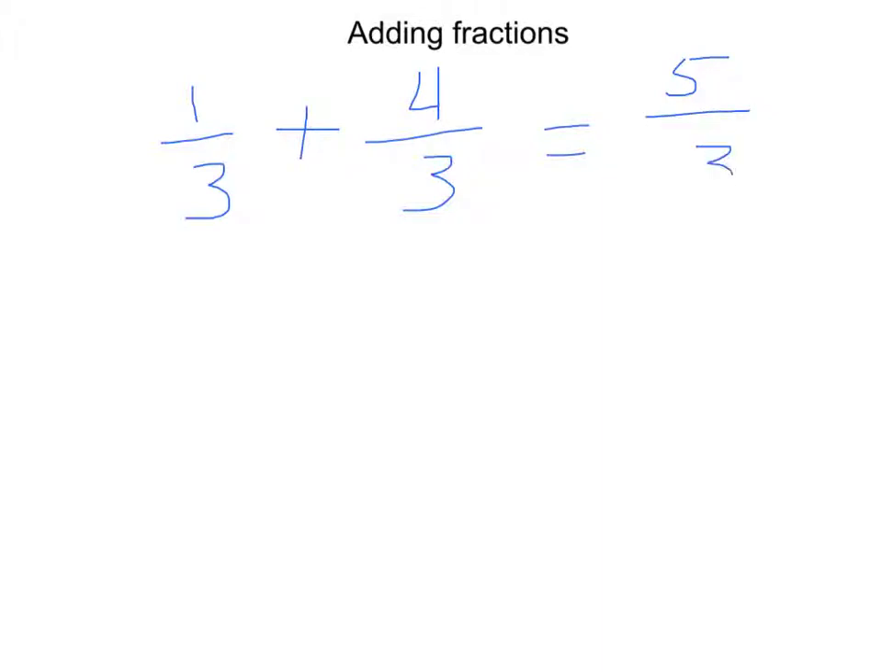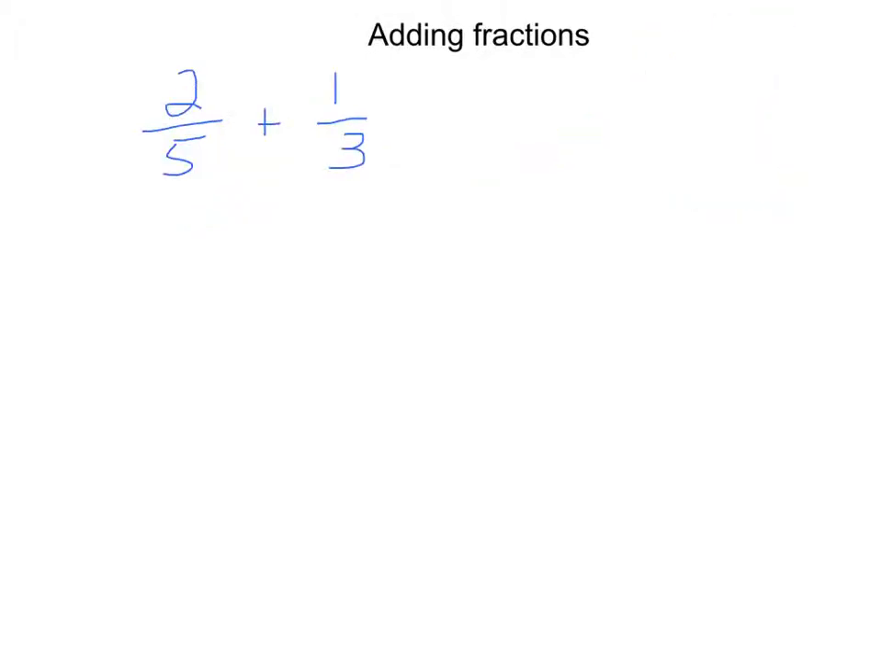When adding fractions, you must first make sure that you have a common denominator. So for this example, the very first thing we need to do is look and see if our denominator is the same, and in this case it is. Once we have a common denominator, we can just add straight across the numerator. So for this example, we have 1 plus 4, which equals 5, and then our denominator will stay the same. So our answer is 5/3.